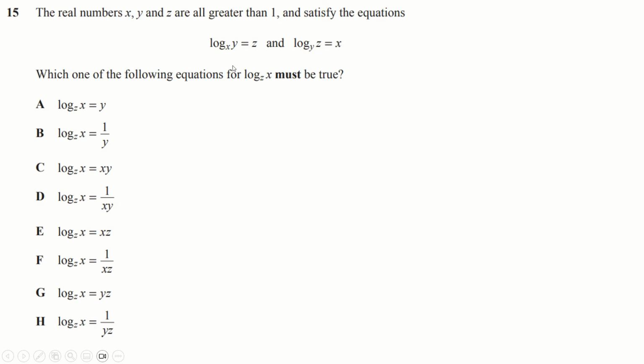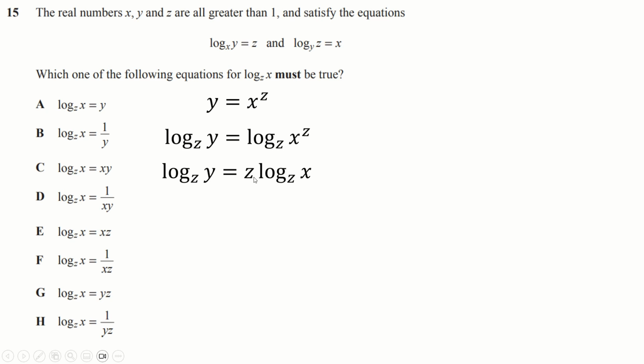Question 15 then is, for me, this was just a case of playing around with it until I got it to work. So, x to the power both sides here sounds like a good idea. I then took log to base z of both sides just to try and get log to base z of x out of this. Bring the z down to the front is, of course, what I did here. And then, yeah, divide by z, and I end up with this expression for log to base z of x, which is fine, but it's obviously not any of this. I need to get rid of this log.